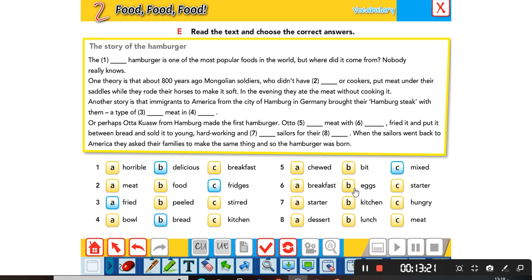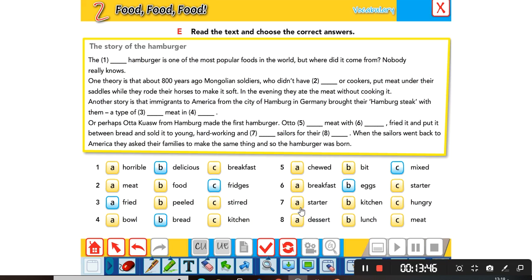With what? Breakfast, eggs, or starter? He mixed meat with breakfast? No. With eggs? Makes sense, yes. So he mixed eggs with meat. Let's continue. Fried it and put it between bread and sold it to young hard-working space soldiers.